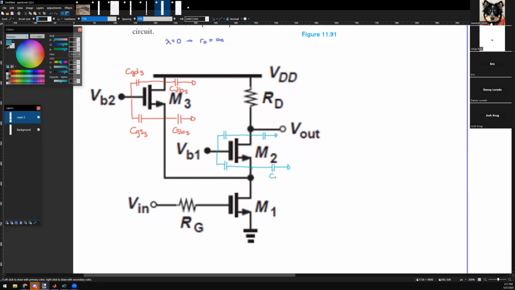We do similar drawings for the remaining FETs. So this is C source bulk 2, C drain bulk 2, C gate drain 2, and C gate source 2. And then we also have that of M1. So I draw the 4 capacitors.